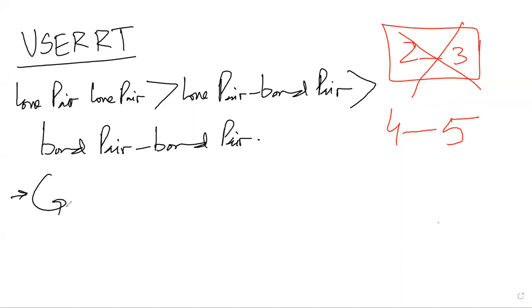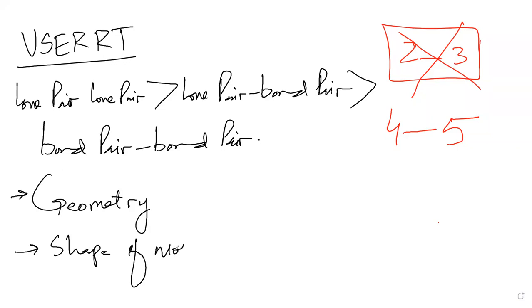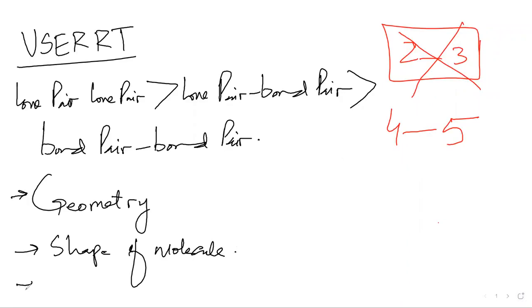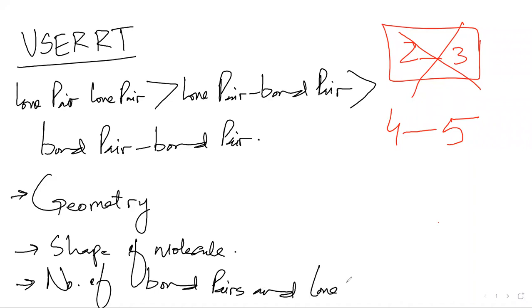This theory tells the geometry as well as the shape of the molecule. And the shape of the molecule depends upon the number of bond pairs and lone pairs.